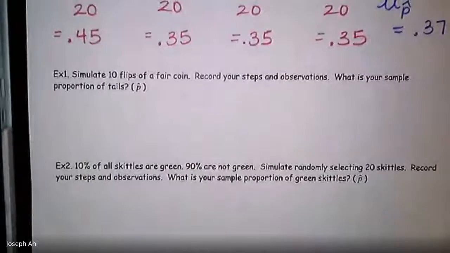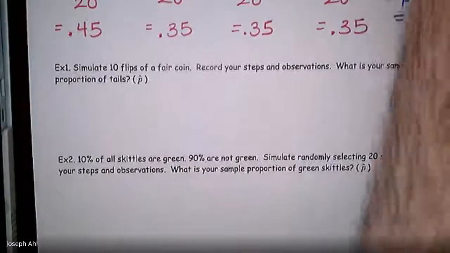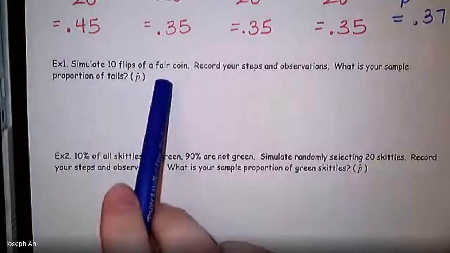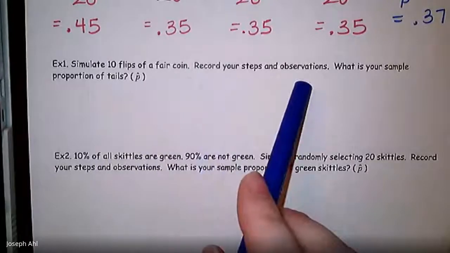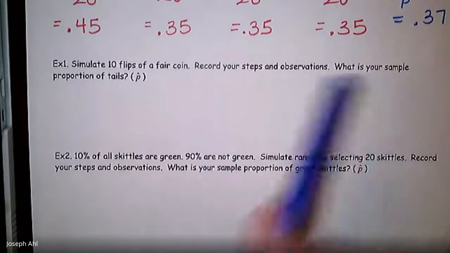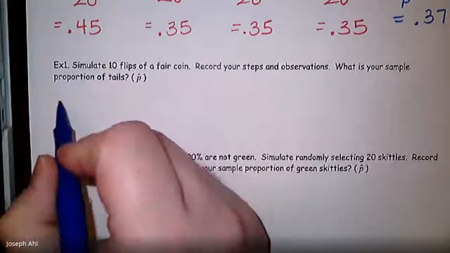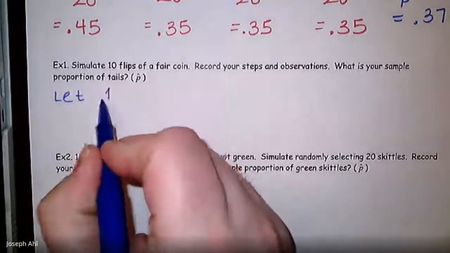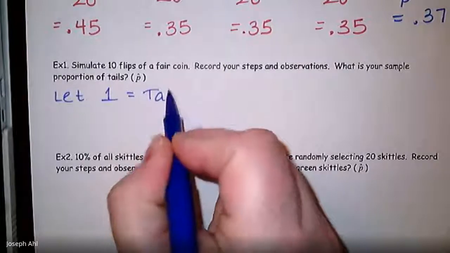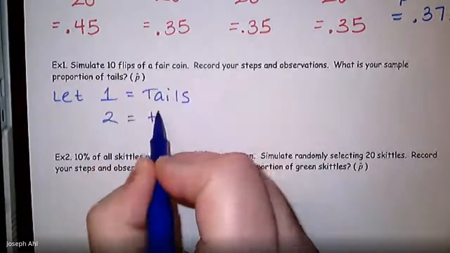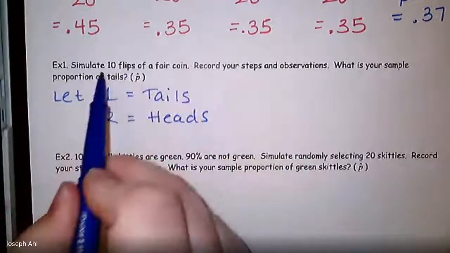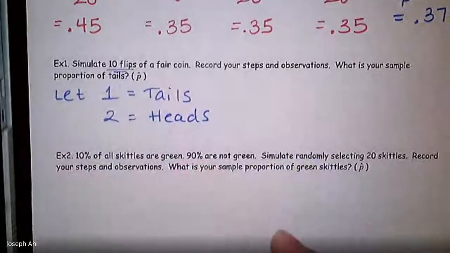All right, last 2 questions, and this is actually all of today's lesson, by the way, is an example 1 here. Simulate 10 flips of a fair coin. Record your steps and observations. What is your sample proportion of tails? Okay, so we have to somehow define what we want heads and tails to be. I think the easiest thing is when we do our random int, let's let 1 equal tails, and we'll let 2 equal heads.